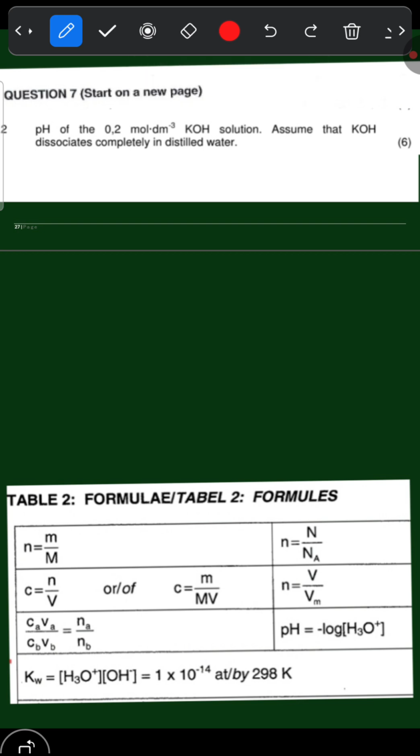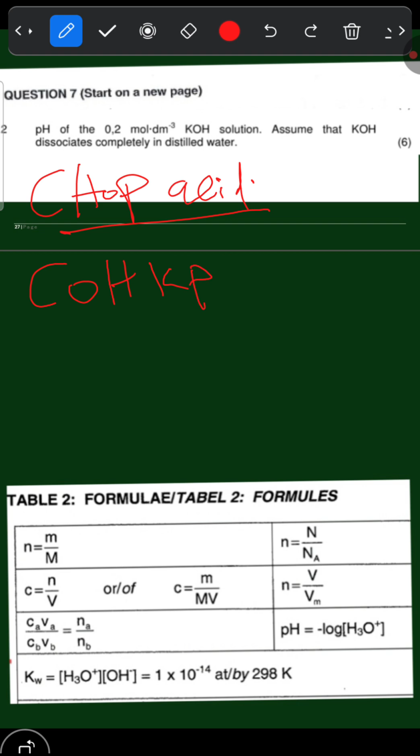Remember, I said to calculate the pH of an acid, you use what? Chop. So you chop the acid. But to calculate the pH of a base, you use cook. You cook the base. So what are we saying? You chop the acid, you cook the base. Chop, I've already done it. I have already done a video on chopping, right?